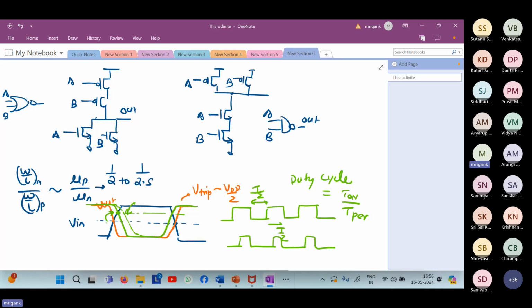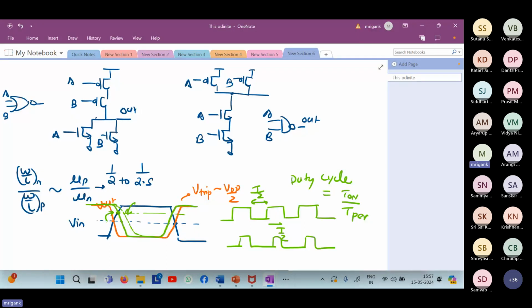Or you can fix one of them. Say the PMOS strength is fixed. So what will be needed to go from the orange curve to the green curve? You have to reduce the NMOS strength. Then automatically the trip point will be going up, right? Is this clear? Yes, sir, that is clear.